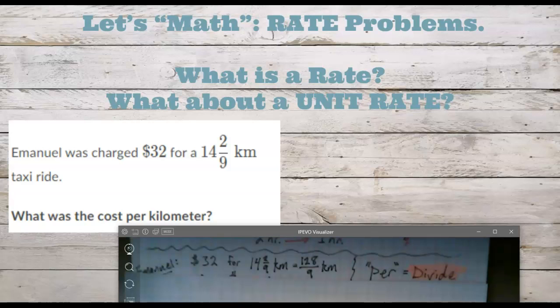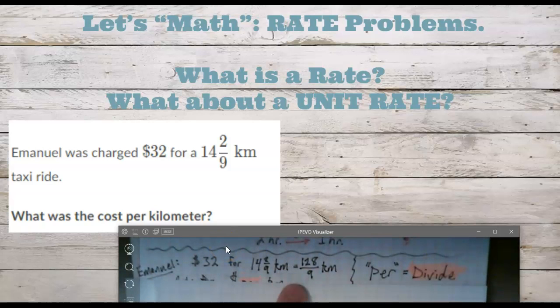Ooh, that didn't work. Sorry, I'm trying to get my camera to be a little bit better. I can't adjust the focus on this one very well.